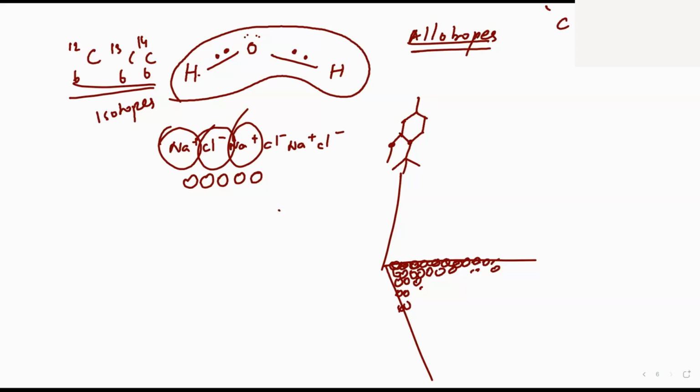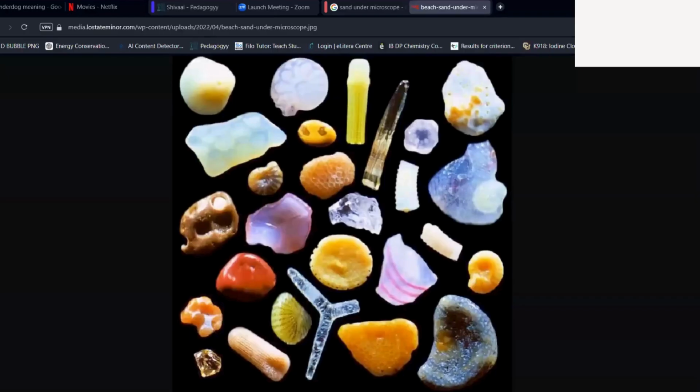Are they actually very crystalline? They are actually. Can you see? Every single grain of sand has plenty of shapes, and it'll be very beautiful. When you're free, just Google sand under microscope. You'll come across a lot of beautiful pictures like this.